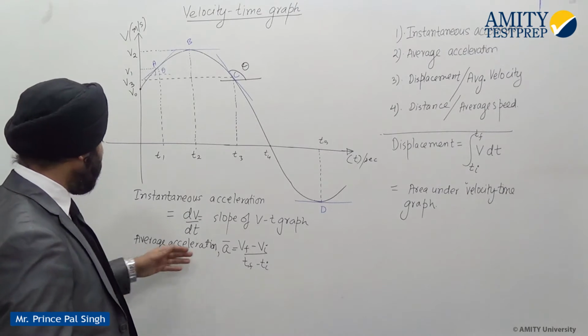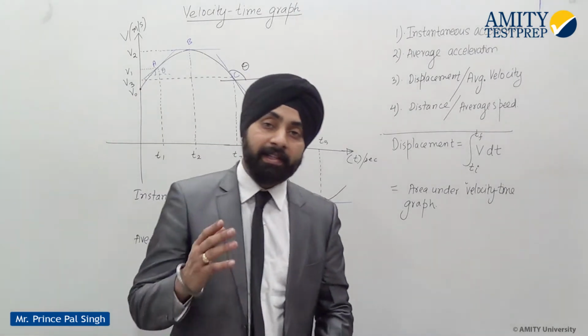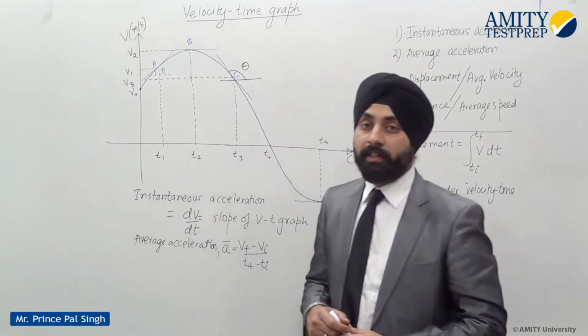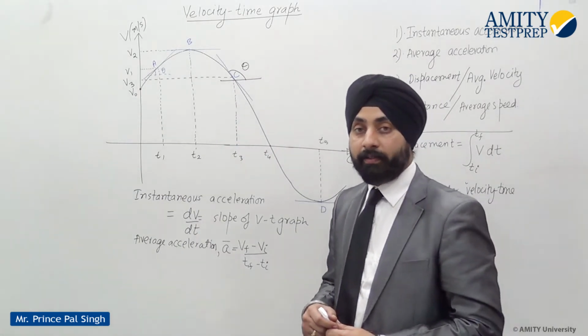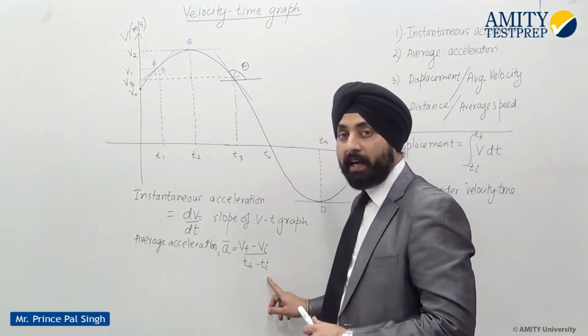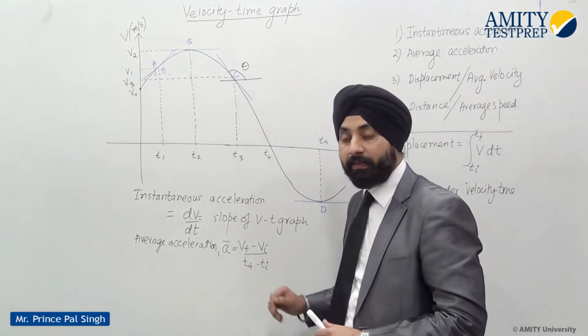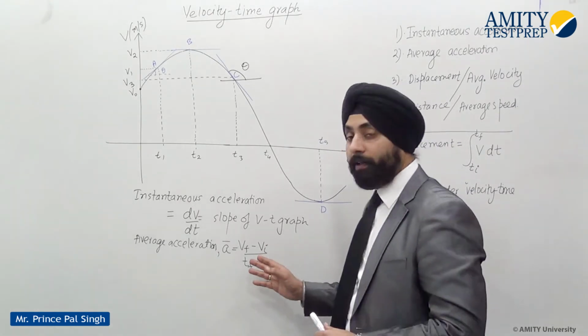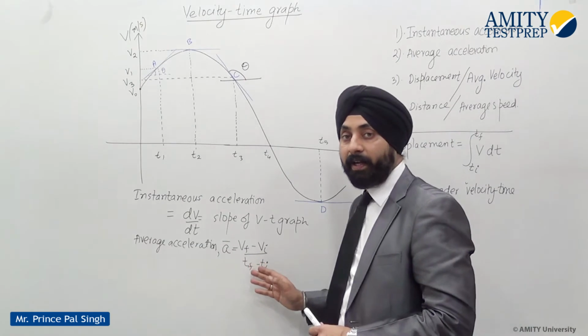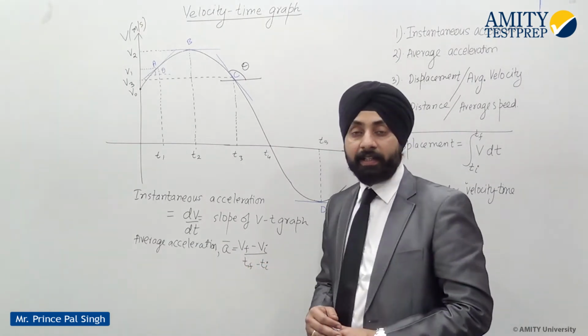Now how to find the average acceleration? By definition, the average acceleration is the change in velocity divided by the time taken. Let's say the velocity at time ti is vi and the velocity at time tf is vf. So the change in velocity is vf minus vi, divided by the time taken, tf minus ti. This gives us the average acceleration.